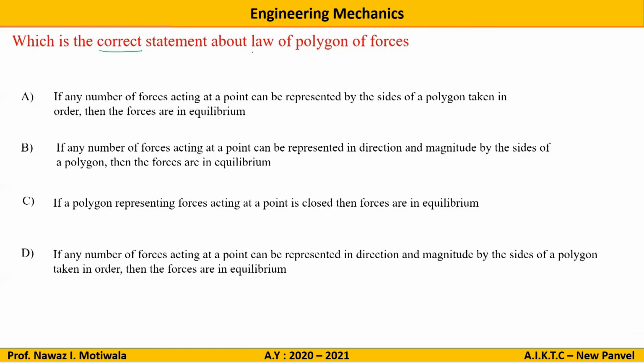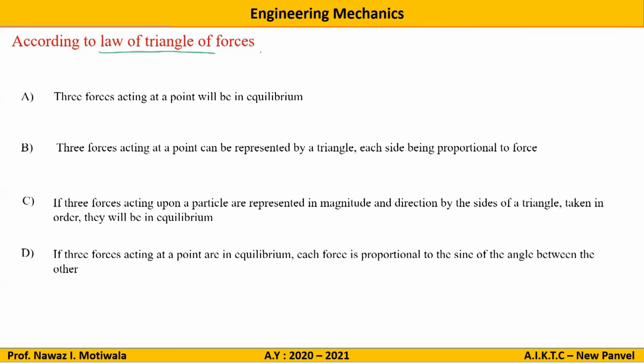Which is the correct statement about the polygon law of forces? The polygon law of forces says that if any number of forces acting at a point can be represented in magnitude and direction by the sides of a polygon taken in order, then the forces are in equilibrium. So the option is option D. Next question. According to the law of triangle of forces, if three forces acting upon a particle are represented in magnitude and direction by the sides of a triangle taken in that order, then they will be in equilibrium. That is the law of triangle of forces, option C. Next question.